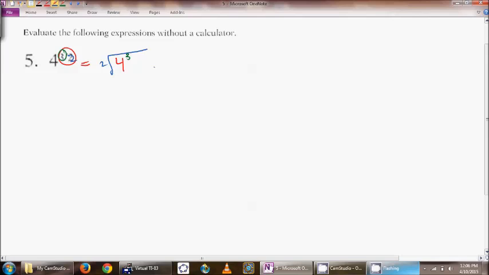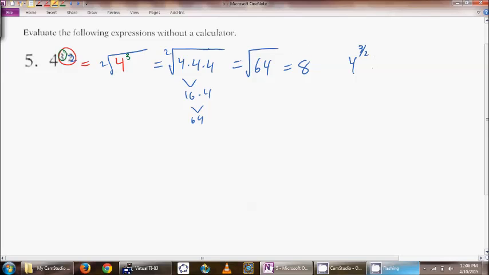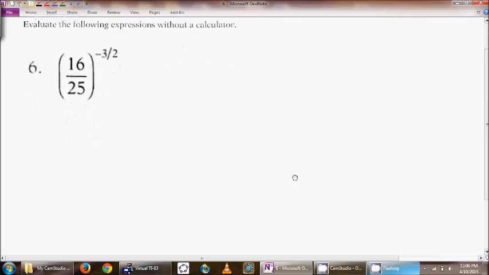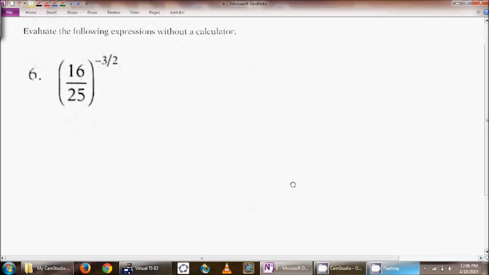Okay? So let's simplify. Still square rooting, but it's now 4 times itself 3 times, all under that square root. Well, this is 16, and then still times 4. Well, that's 64. So this is really the square root of 64. Oh, well, that's easy. That's 8. Okay, so 4 to the 3/2 power is really 8 for this logic here. And then last but not least is 16. And this is the tricky one, okay?